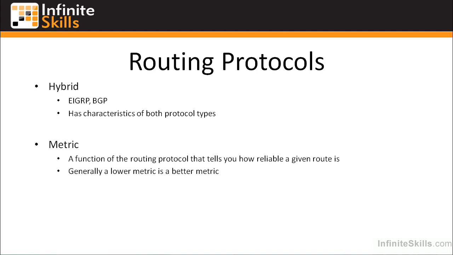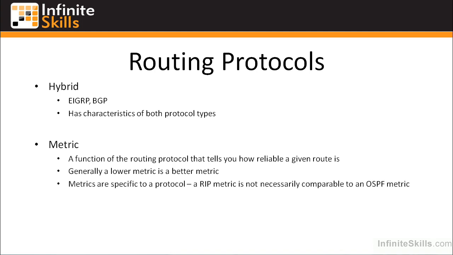Generally, in most routing protocols, a lower metric is a better metric. It's kind of like a golf score, I guess. And one thing to keep in mind is that metrics are specific to a routing protocol. A RIP metric is not necessarily the same as an OSPF metric. Again, RIP's metric is very simple. It's simply hop count. How far away is that network? Whereas OSPF takes into account link speed and delay.